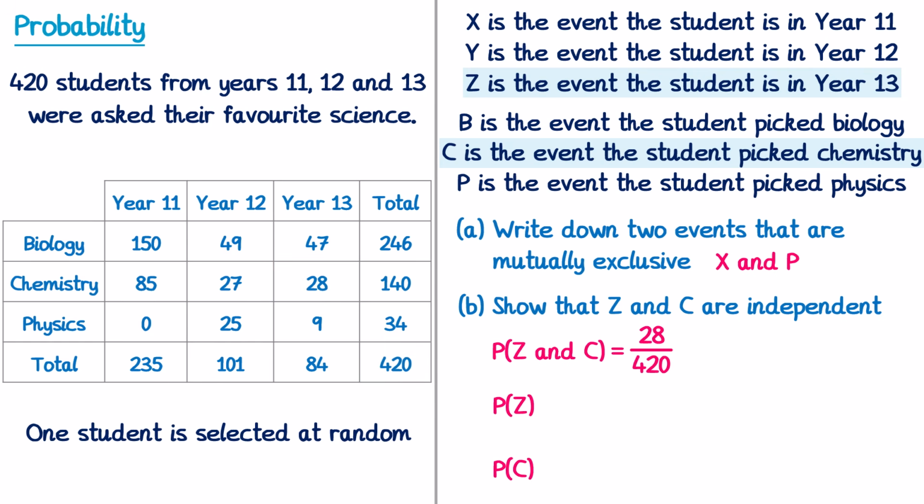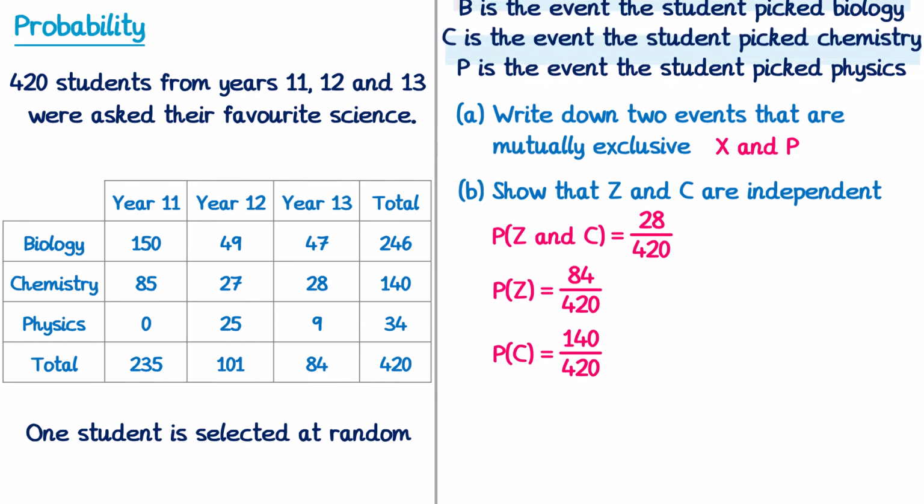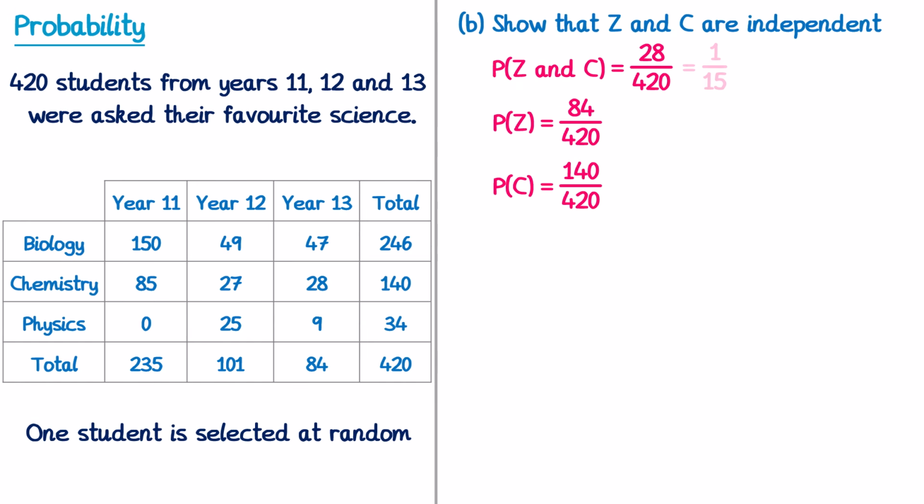420. For the probability of Z, we're just looking for students that are in year 13, so the total number of those students is 84 out of the same total 420, so it will be 84 out of 420. And for event C, which is just chemistry, we want the total number of students that selected chemistry, which is 140, out of the same total 420, so it's 140 out of 420. Now each of these probabilities can actually simplify. The first one will be 1/15th, the next one is 1/5, and the next one is 1/3.